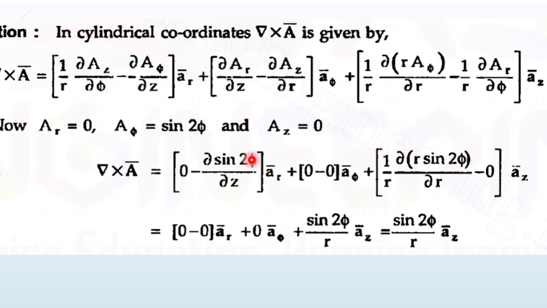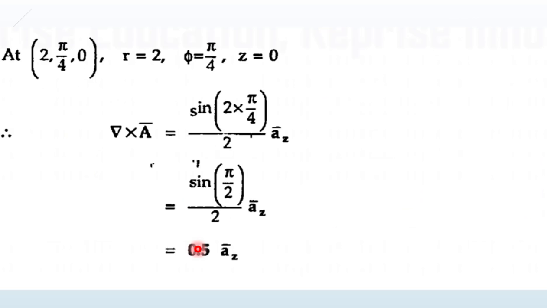So again the first term is 0 minus 0 into ar cap, the second term is also 0, so 0 into a phi cap, plus the derivative of r sine of 2 phi with respect to r is sine of 2 phi, divided by r into az cap. So finally it is sine of 2 phi divided by r into az cap. This is del cross A in equation form.